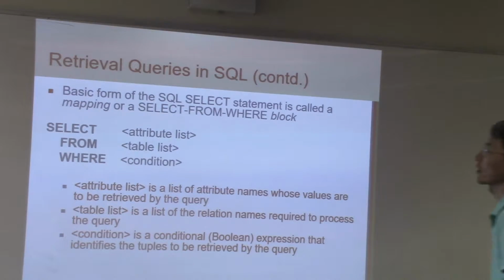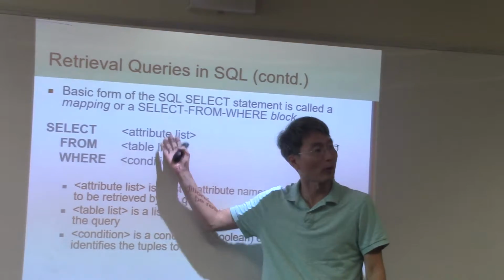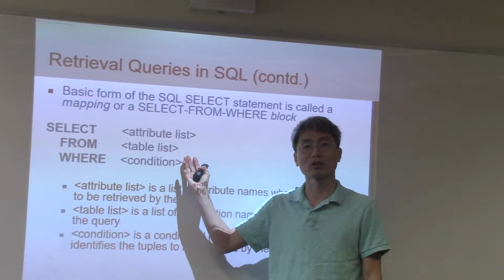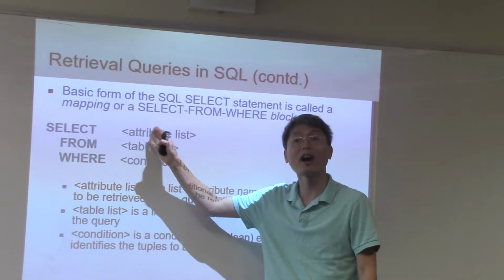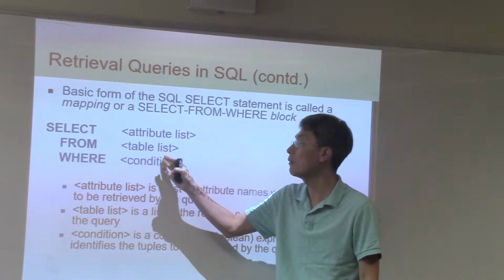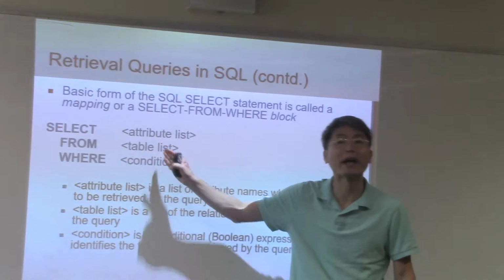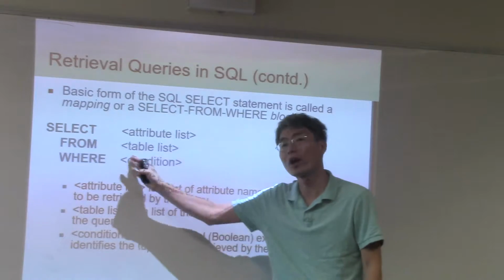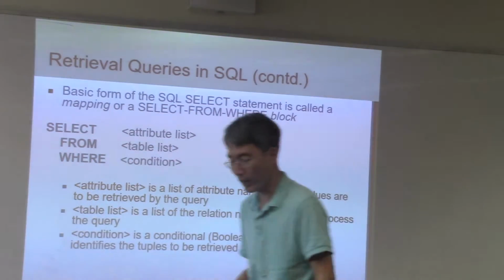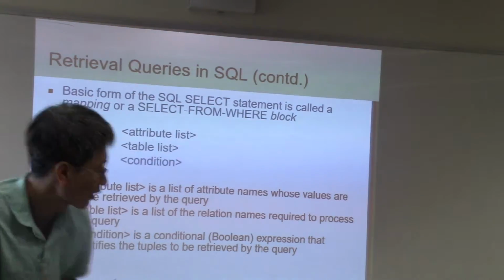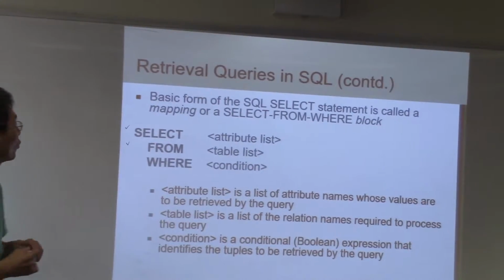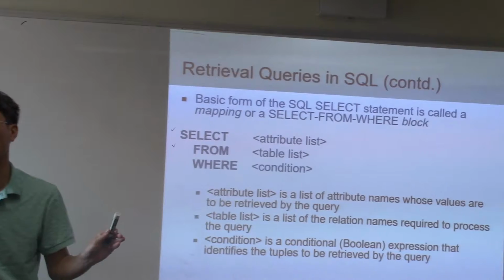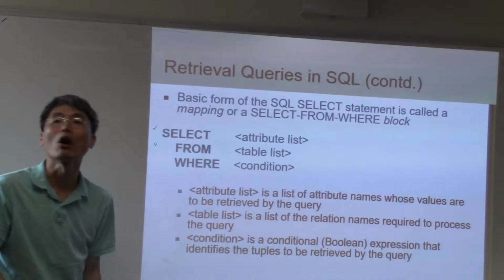Then we will have the select-from-where, which you already know, a very popular statement. We have select, so select is the attribute list, the list of columns. From is the data source, a table name or a relation name, and where is the condition. In this case, select and from are mandatory. So if you miss one of these, it will be an error. However, where is optional.